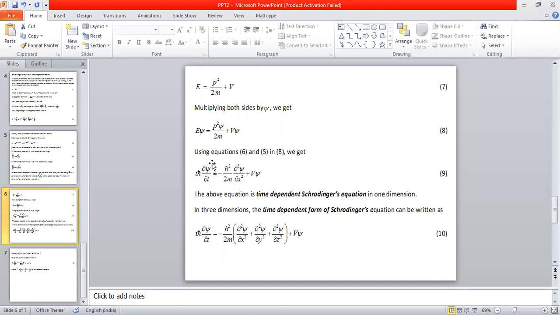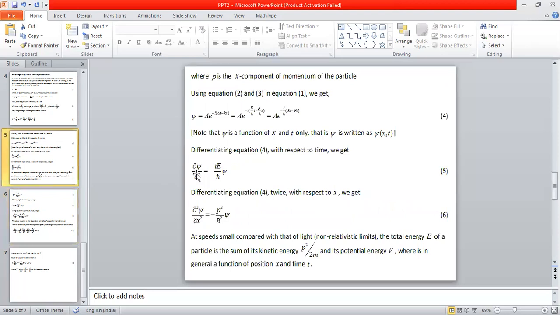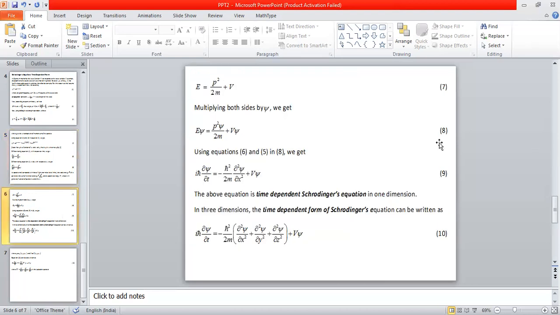Now we are using equation 6 and 5 in 8. I would like to show equation 6 and 5 once again. Equation 5 says that dou psi by dou t is equal to minus iE by h cross times psi. And equation 6 is dou square psi divided by dou x square is equal to minus p square by h cross square times psi. So we are inserting equation 5 and equation 6 in equation 8, which is nothing but the expression for the total energy.